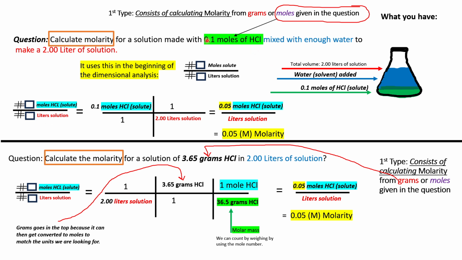So 0.1 moles of hydrochloride. This is the given. This is my start right here, over 1. And then I'm going to have 1 over 2 liters of solution. It was given in the problem. And then from there, I know that I'm done because the information that I was looking for is matching with the information that I have. It's matching here in the top, and then it's matching here in the bottom.